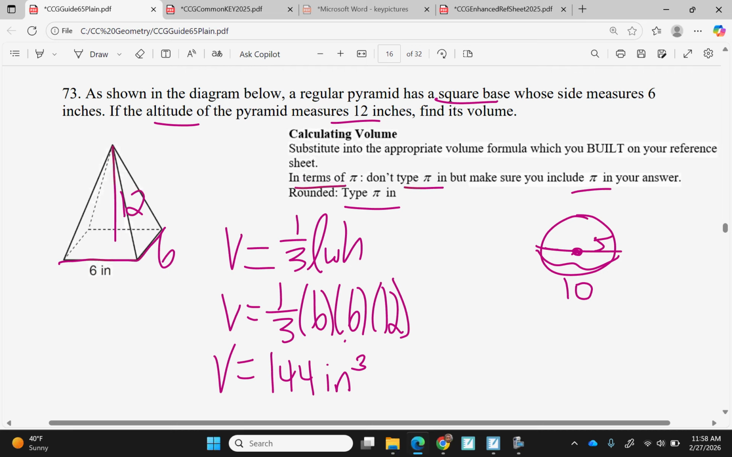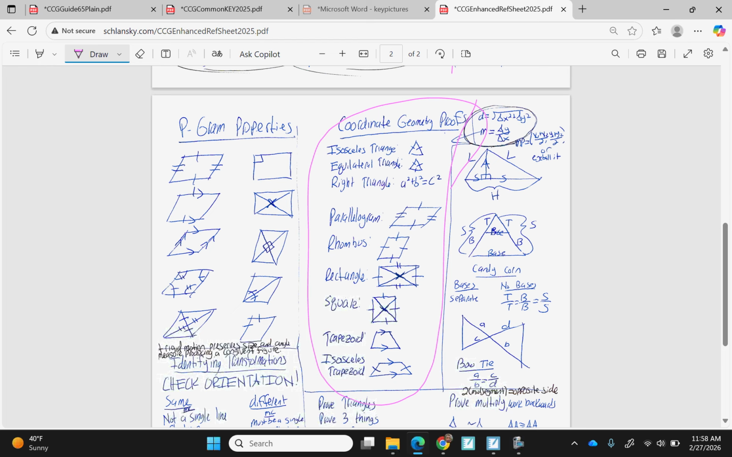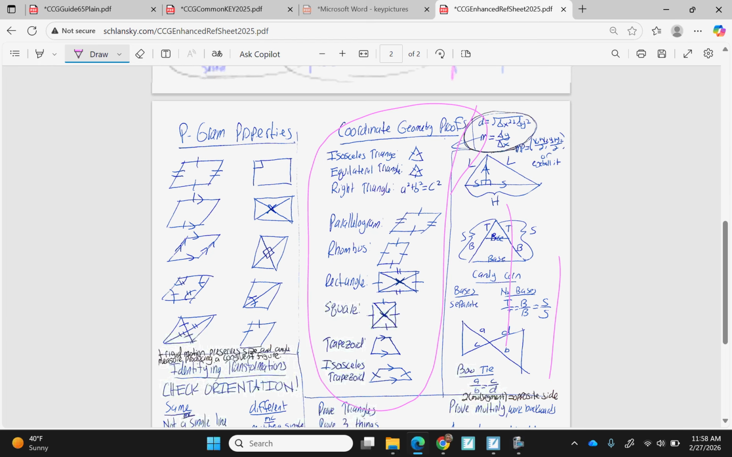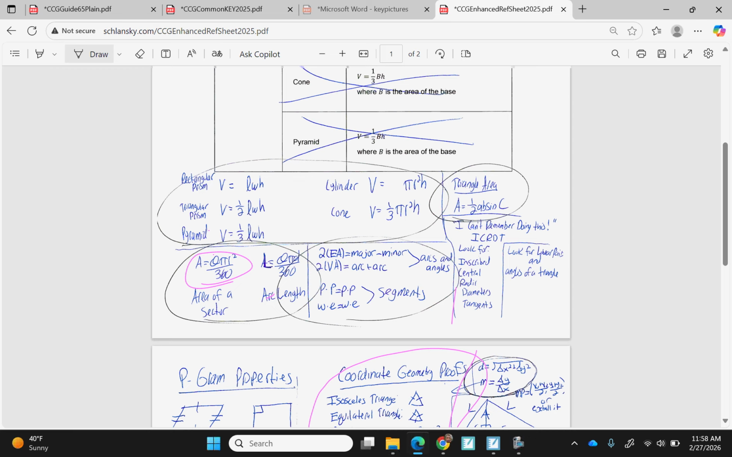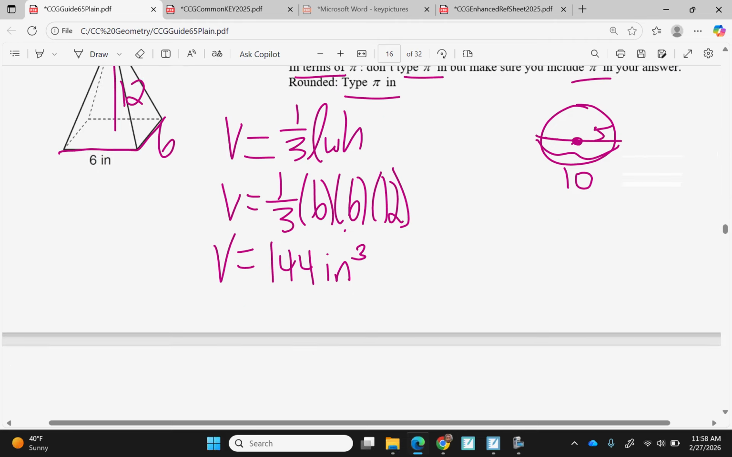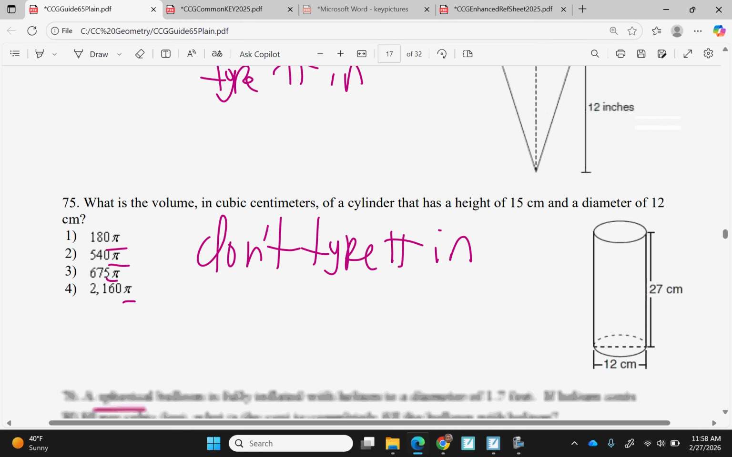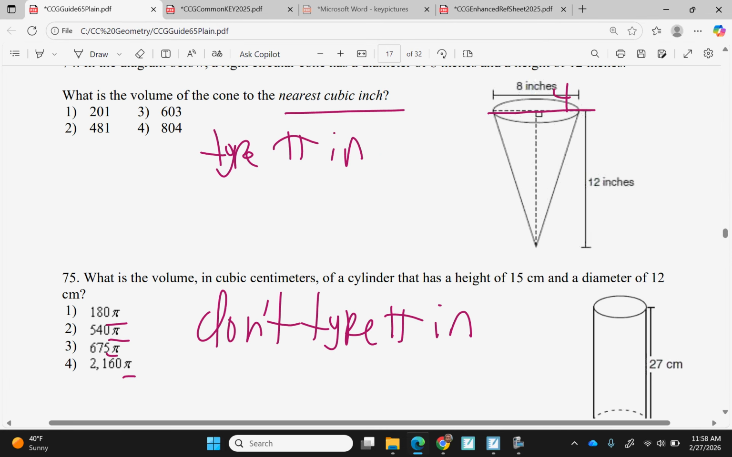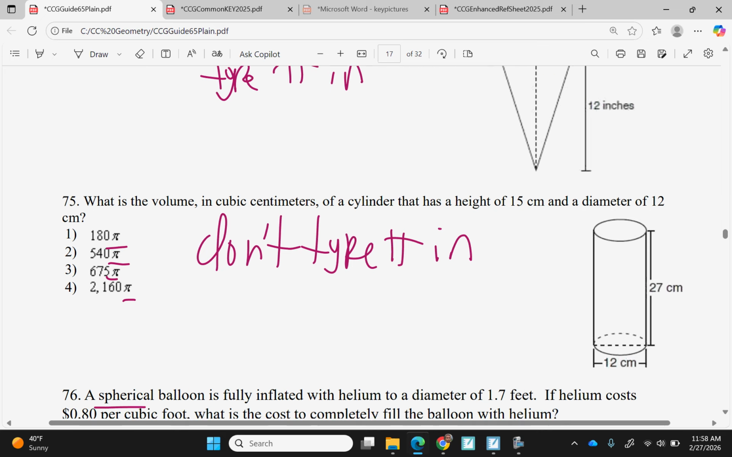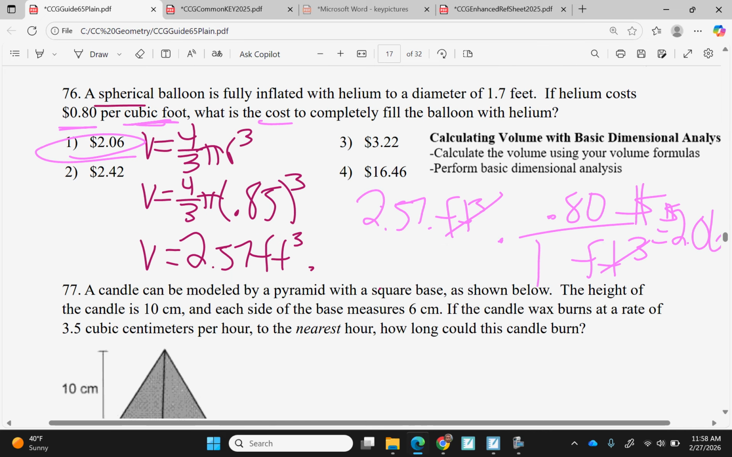Volume: build your volume formulas on your reference sheet. Length times width times height. Pi r squared height. 1/2 is for triangle. 1/3 is pyramid and cone. Rounded, type pi in. In terms of pi or pi's in the answers, don't type pi in.